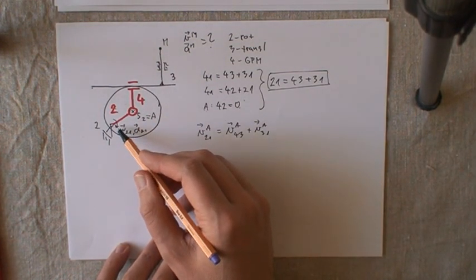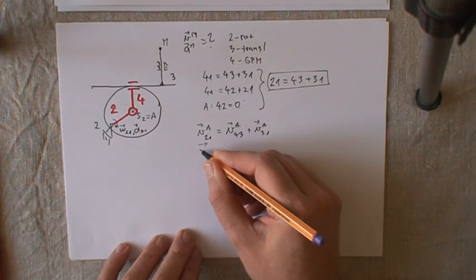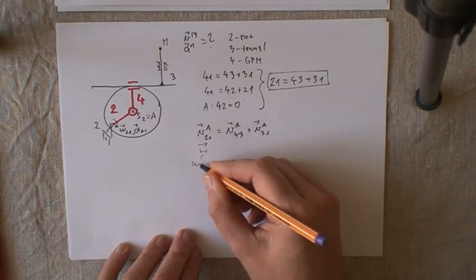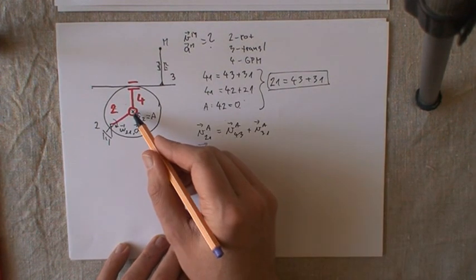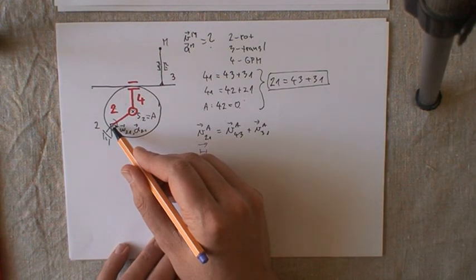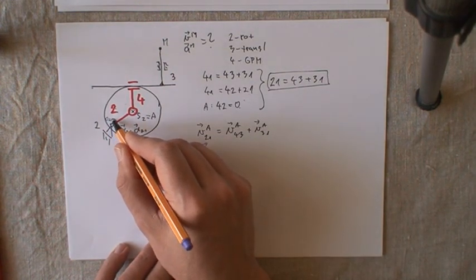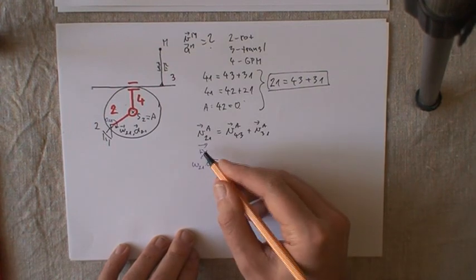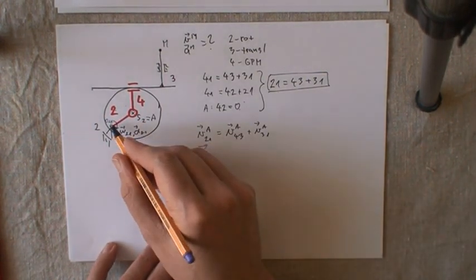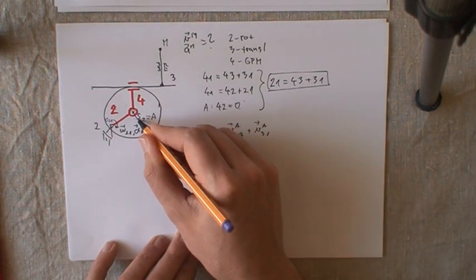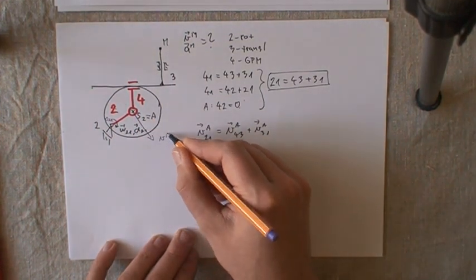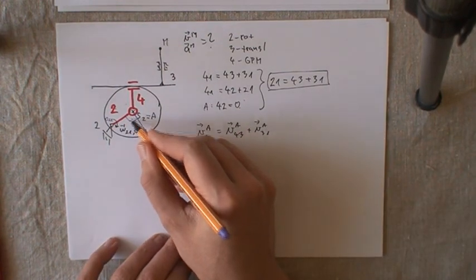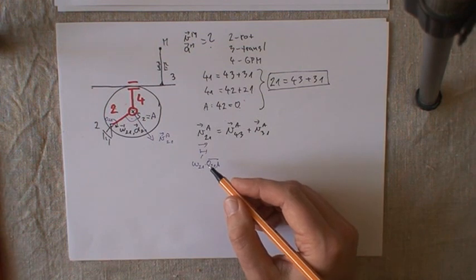We know omega 21, so we know everything in here. The magnitude of velocity is omega 21 times the distance between A and the center of rotation. Let's call this point O21, and O21A the distance. Omega 21 goes clockwise, so here we will have VA21, and we know both direction and magnitude.